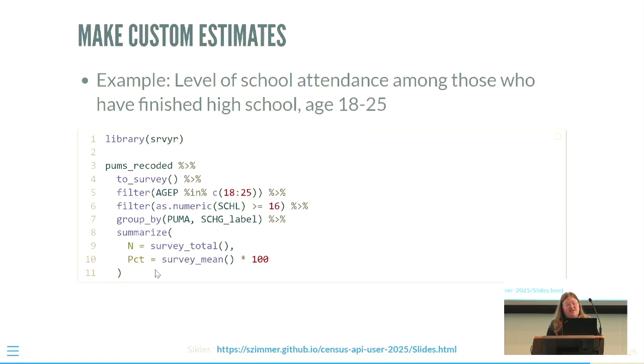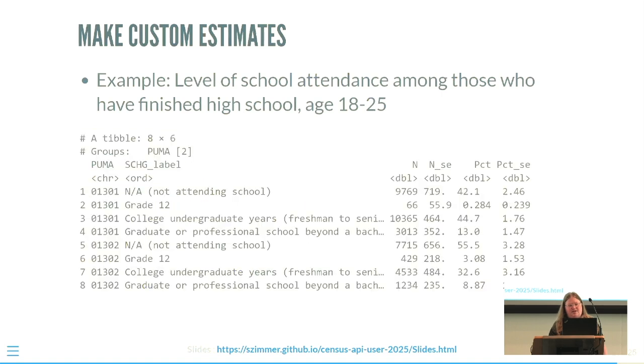And then I can simply do a little summarize. This is using the survey package to get my estimates. Then I can see for each area, northern Durham and southern Durham, essentially, in northern Durham, 44.7% of people are attending college, whereas 13% are not. And then in southern Durham, 32.6% are attending college out of this specific group. And we end up with standard errors on these estimates.